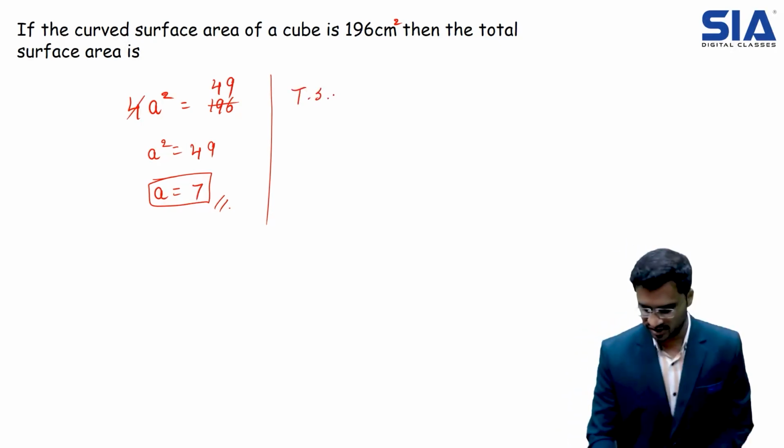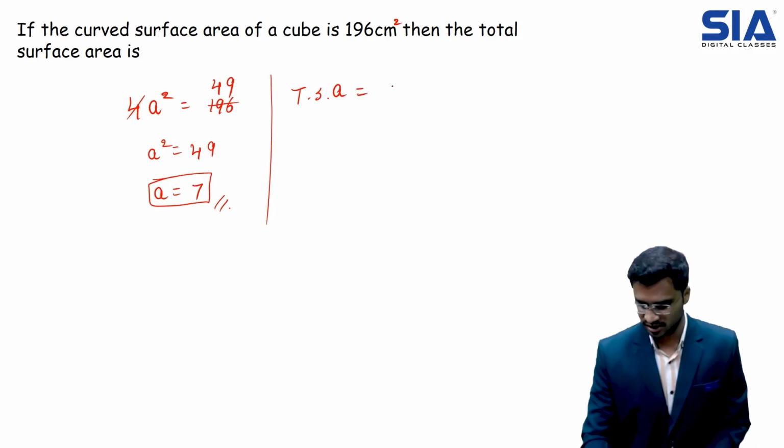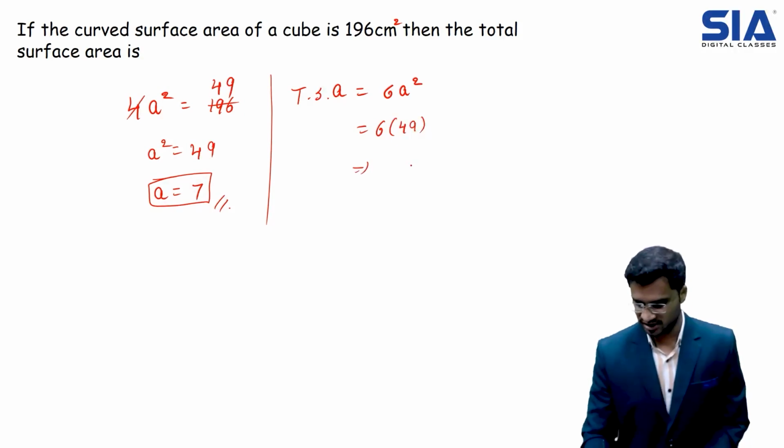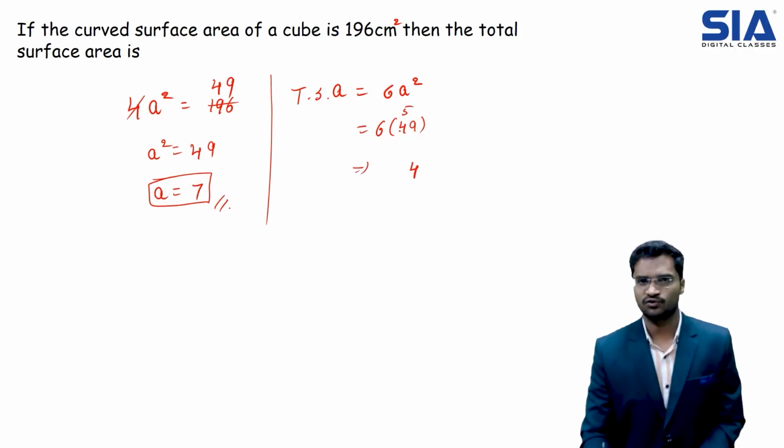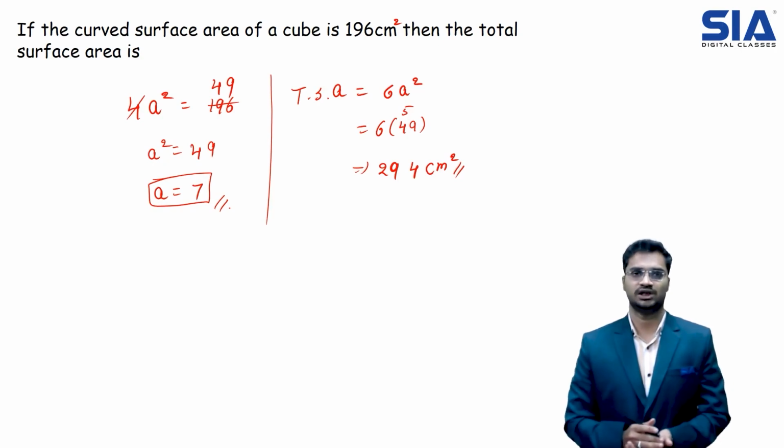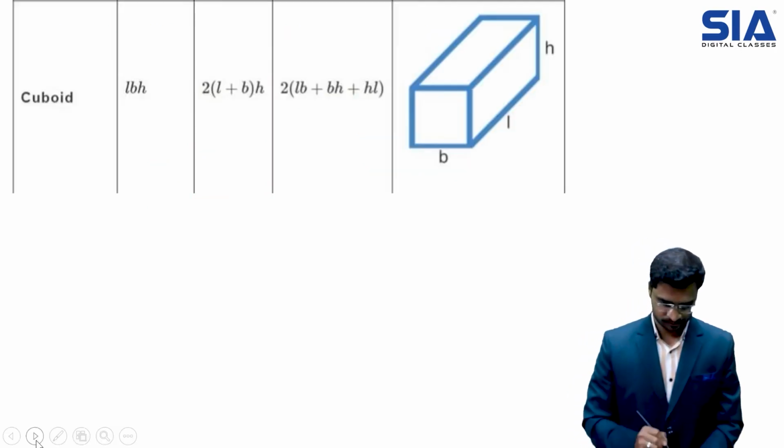But in this question, we should find the total surface area. The total surface area of a cube is 6a square. So 6 into a square, which is 49. 6 9s are 54, 6 4s are 24, so 294 centimeter square. So the total surface area is 294 centimeter square. Now coming to the next question.